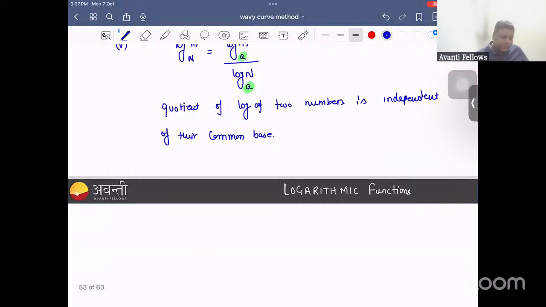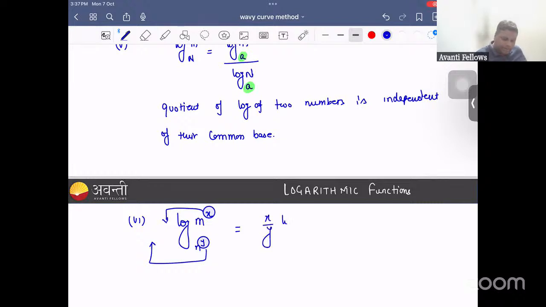And because of this, we can see log m to the power x, n to the power y. So the power of m will come out in the numerator using property 3, and power of n, y, will come into the denominator using base changing theorem. So it will be x upon y log m base n.